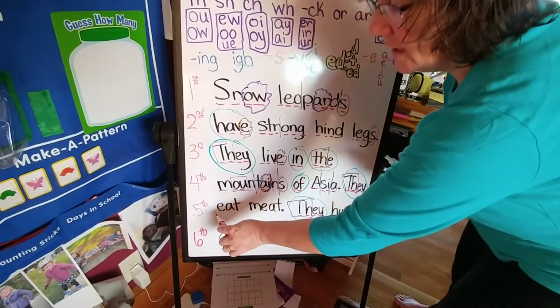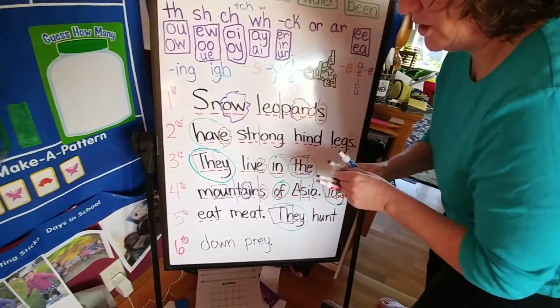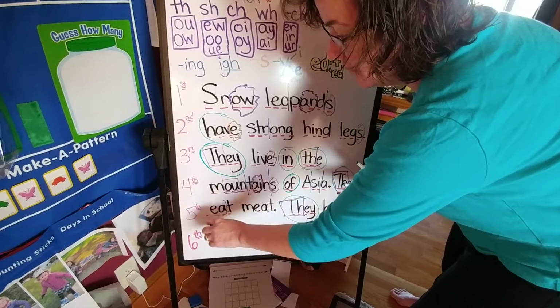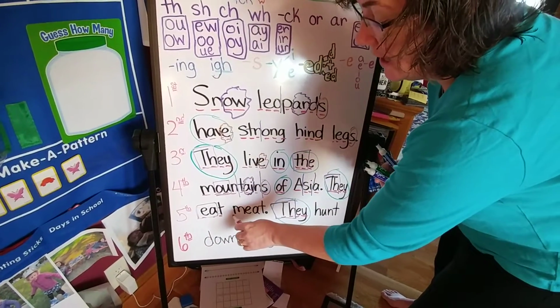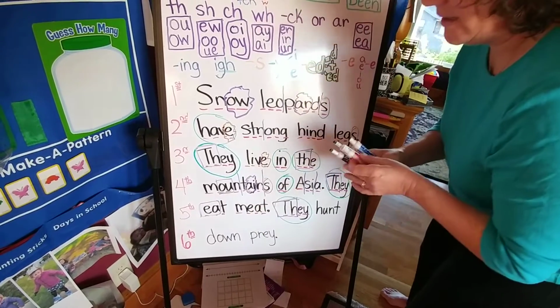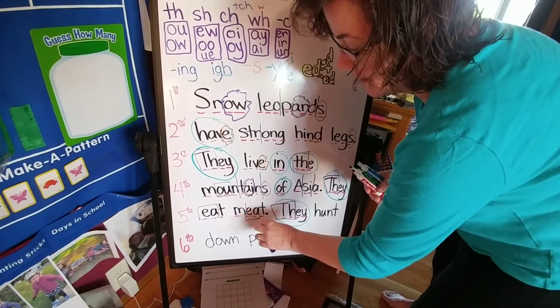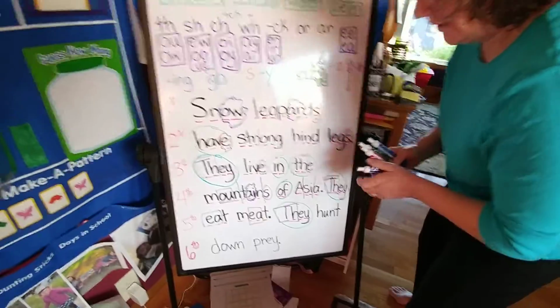Go to the fifth line. We have eat. E-A-T. Eat. With our letter pair E-A. Meat. Eat and meat are rhyming words. M-E-A-T. Meat. Has my E-A. And then we have hunt. Hunt.